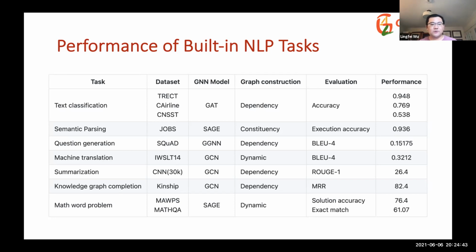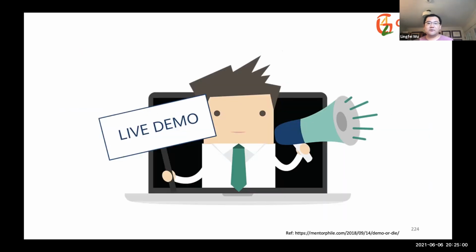Here is some example performance for our built-in NLP tasks. We used different tasks, different datasets, different graph neural net models, different graph constructions, and different evaluation metrics, to show you that the performance is close to the numbers reported in the paper. That's all for the brief introduction of the Graph4NLP library. Now I leave the floor to Yu.